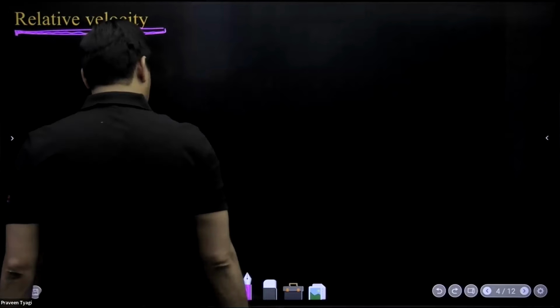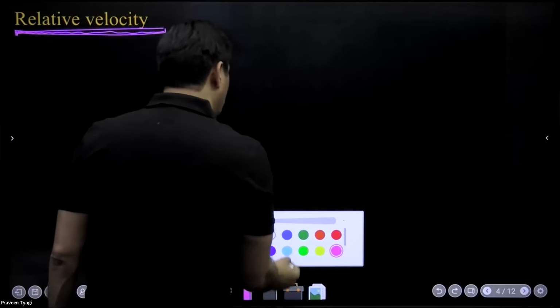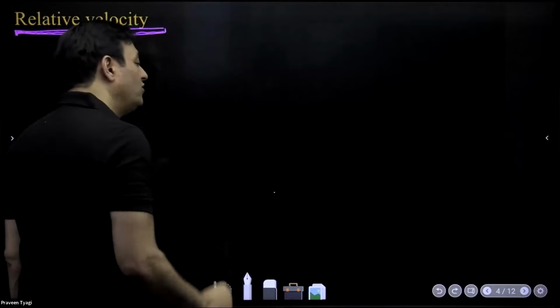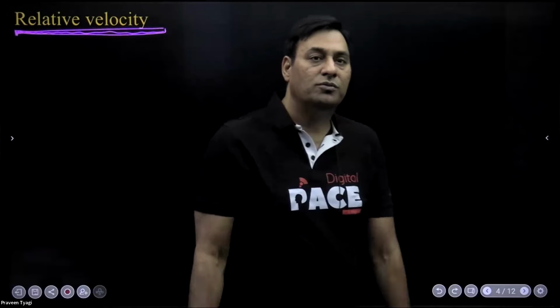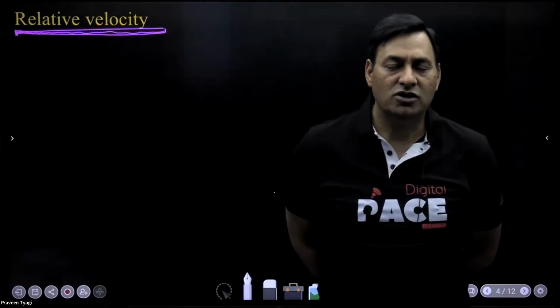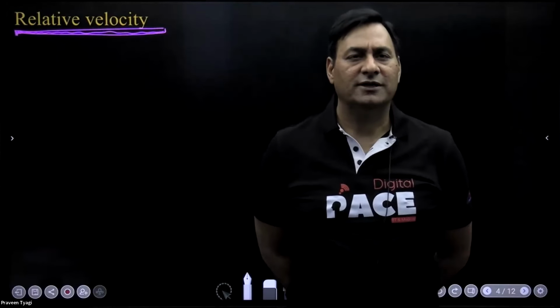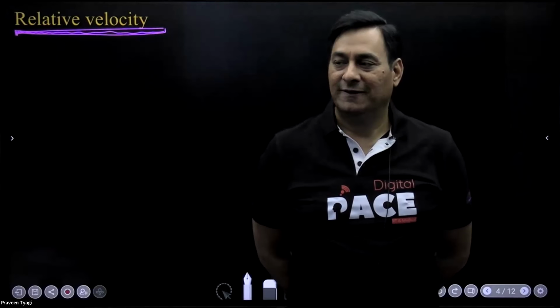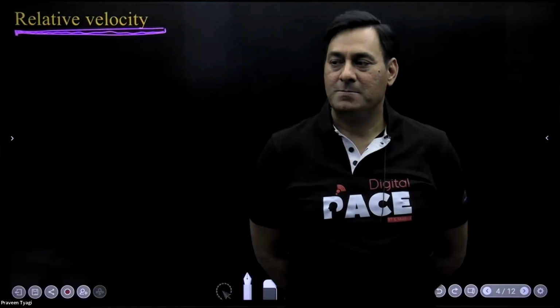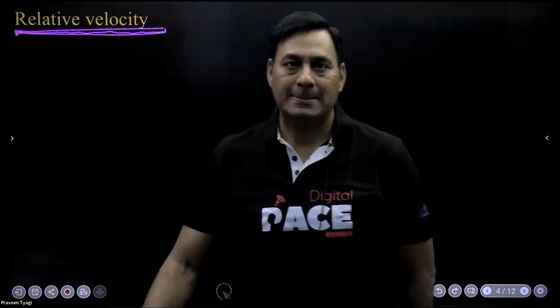This is called relative velocity. In fact, motion is always relative. Can you tell me, if I am standing in this room, what is my velocity? What is my velocity? No, it is not zero.